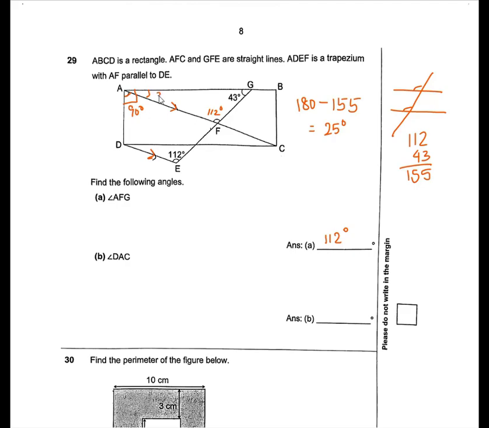So this is 25 degrees. And we know that this whole thing is 90 degrees. So this angle, if you want to find out just this angle, which is DAC or DAF, that is going to be 90, the total, minus this 25. So 90 minus 25 is going to be 65 degrees. So the answer DAC is going to be 65 degrees.